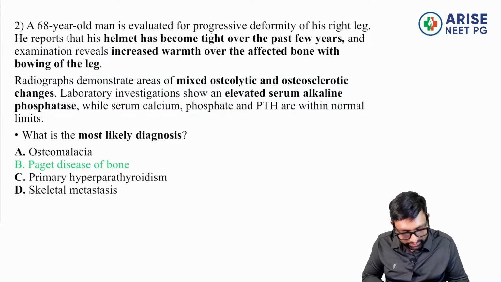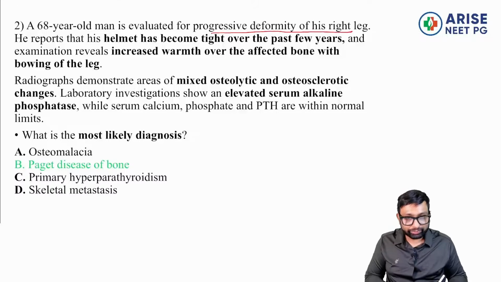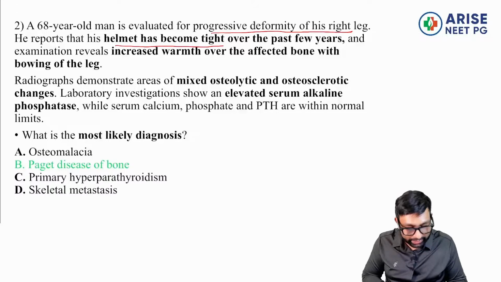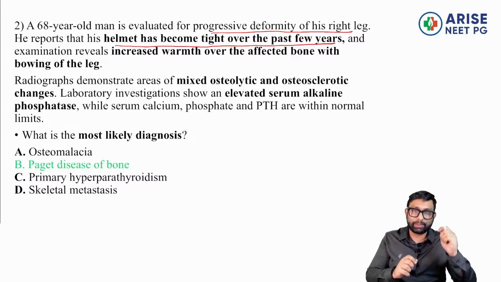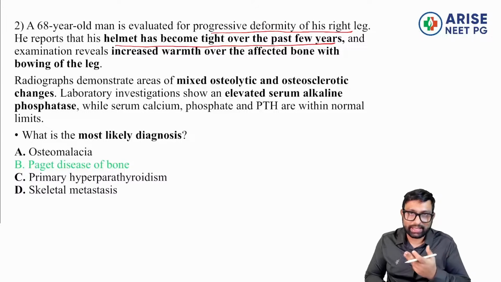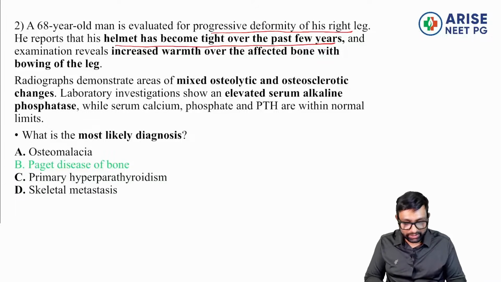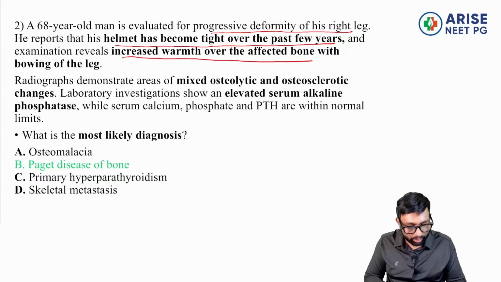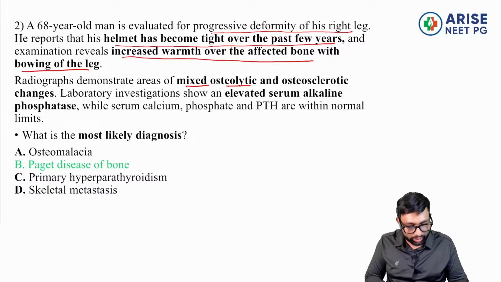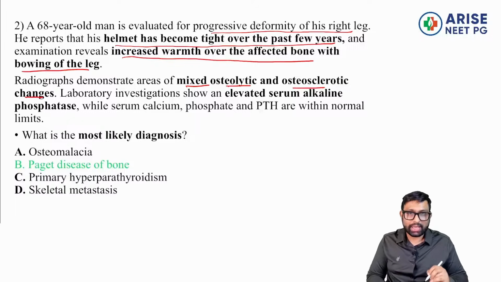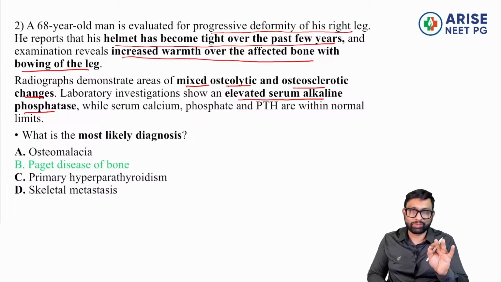So this is Paget's disease of bone, because here we have progressive deformity of the right leg. The helmet has become tight over the past few years, meaning the patient's skull size has increased. It's similar to changing your hat size. The patient feels warmth over the affected bone, and there is bowing of the leg. There is a mixed presentation of osteolytic and osteosclerotic changes, and the only blood change that you see is an elevated serum alkaline phosphatase. So Paget's disease of bone is the answer. So this is how you approach a question.